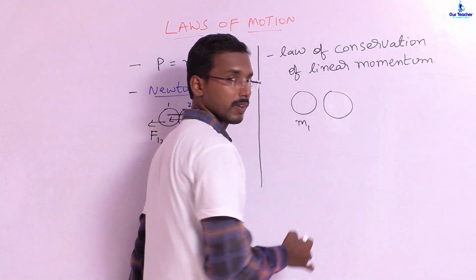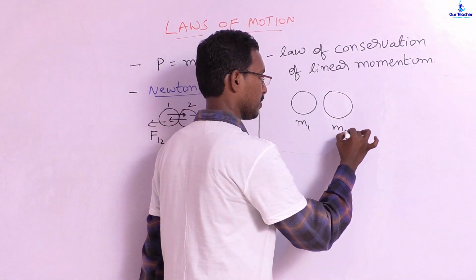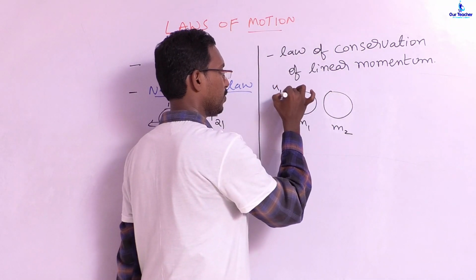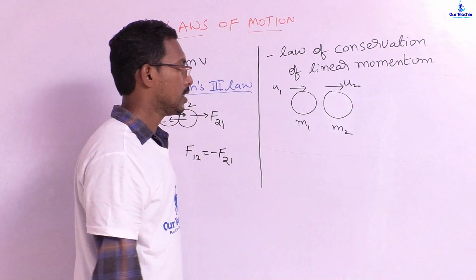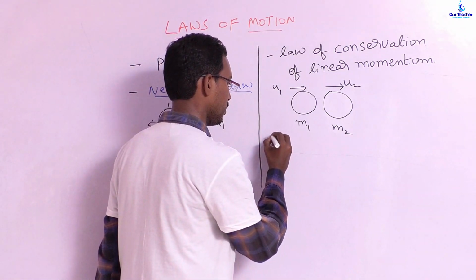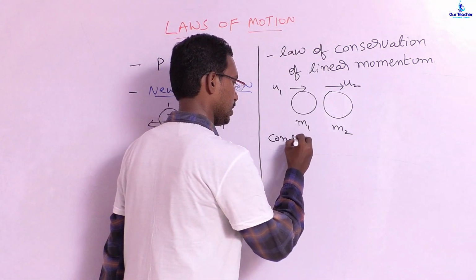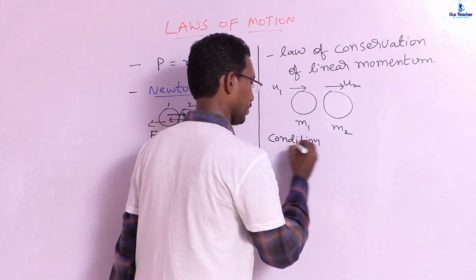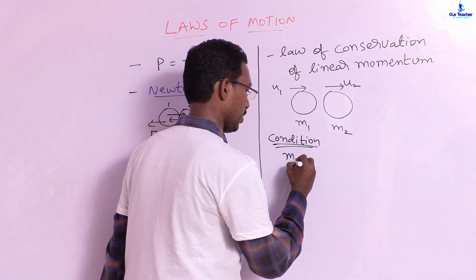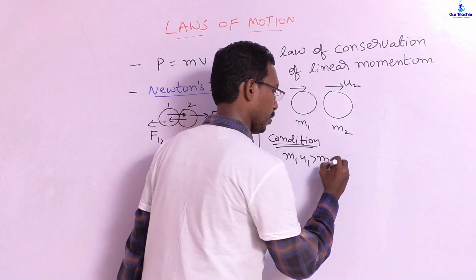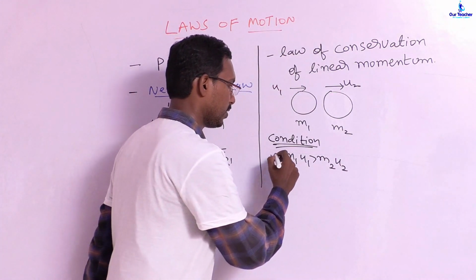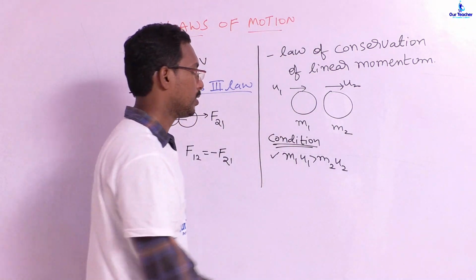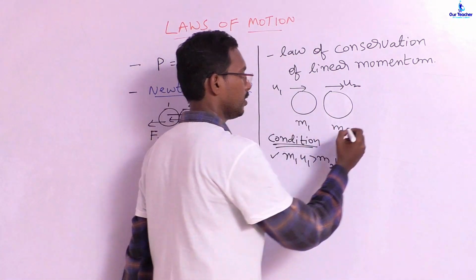The first has mass m1 and the second has mass m2. The first body is moving with speed u1 and the second body with speed u2, both in the same direction. The necessary condition for collision is that the momentum of the first body should be greater than the momentum of the second body. If this condition is not satisfied, collision will not occur. This is known as before collision, right?